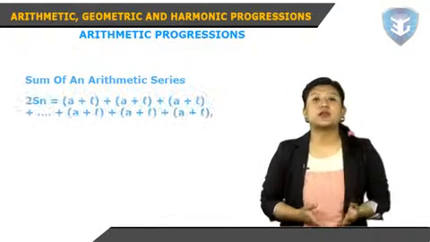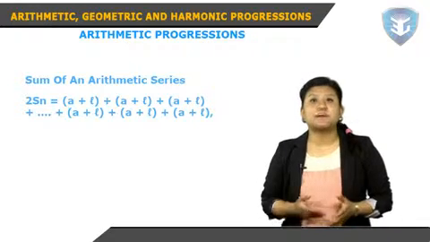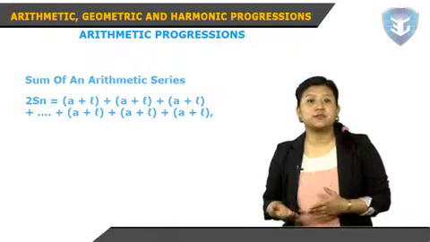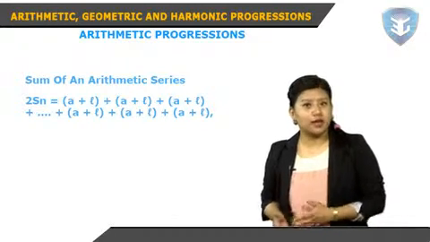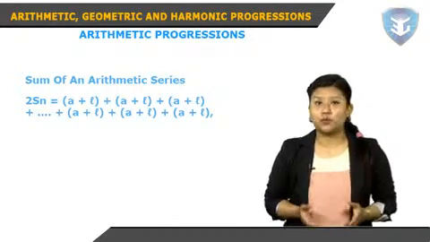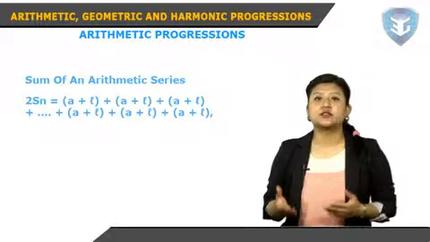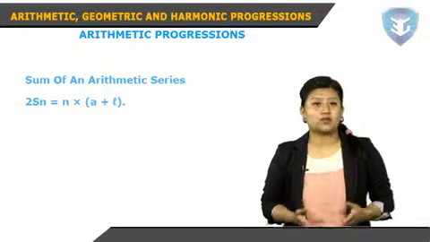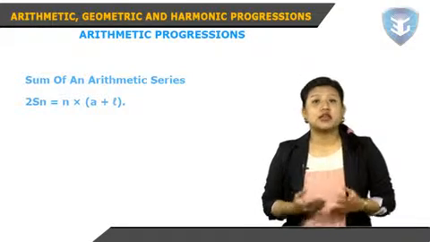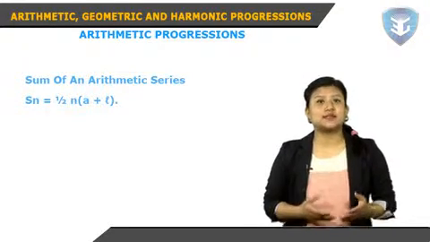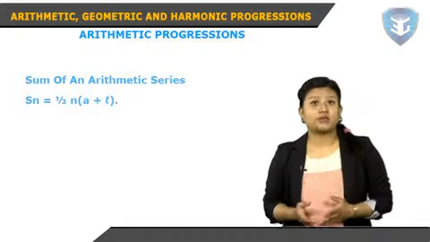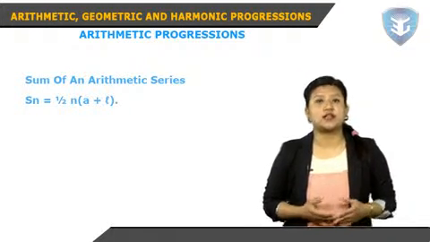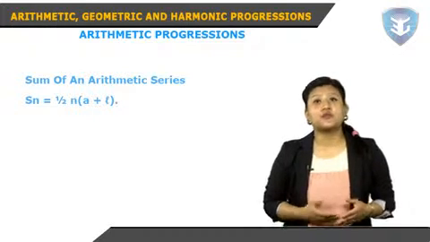We get 2Sn equals a plus b plus a plus b plus a plus b and so on, plus a plus b plus a plus b plus a plus b. On the right hand side there are n copies of a plus b, so we get 2Sn equals n into a plus b. But of course we want Sn rather than 2Sn, and so we divide by 2 to get Sn equals half n into a plus b. We have found the sum of an arithmetic progression in terms of its first and last terms a and b and the number of terms n.